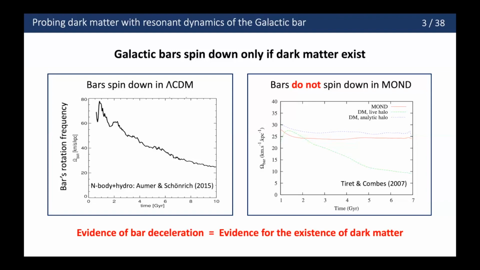So what this result is basically telling us is that if we can find any evidence that the bar has been slowing down in the past, we can use that as evidence for the existence of dark matter. And this is something that cannot be explained by MOND or any other modified gravity theories, unless they are violating the conservation of energy in a very peculiar way.